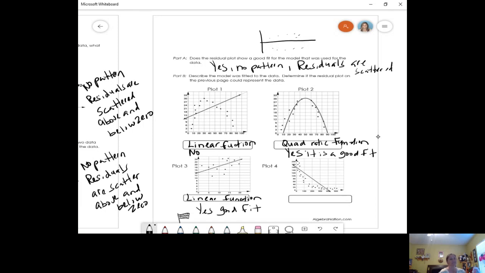So this line is a linear function. Okay, but as you can see, these residuals follow an exponential, right? So we're going to say no, not a good fit. All right, so that is it.